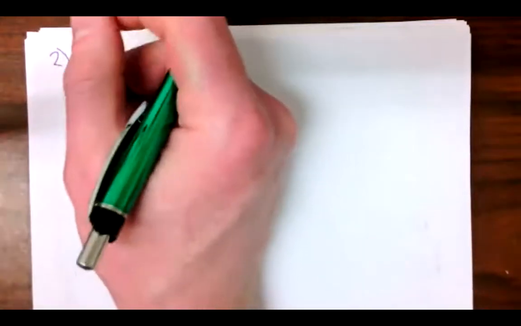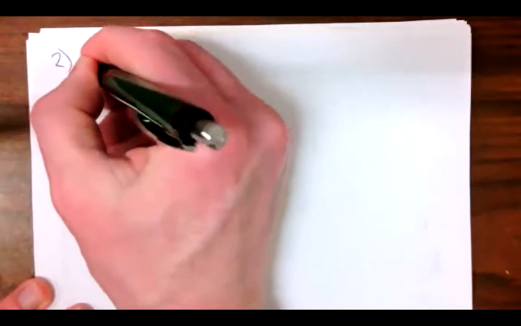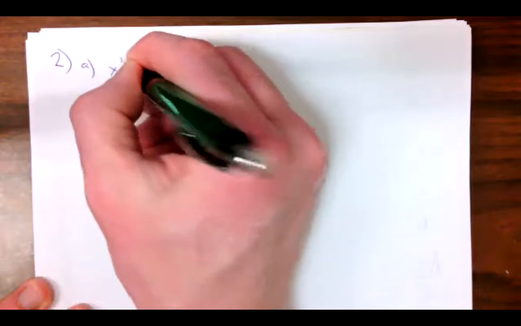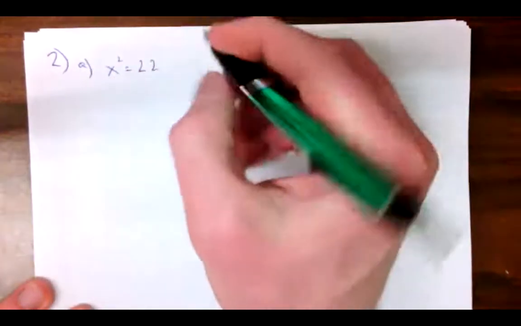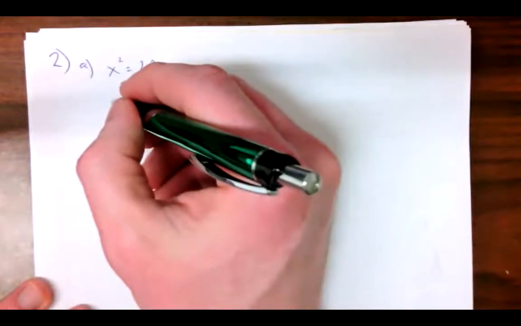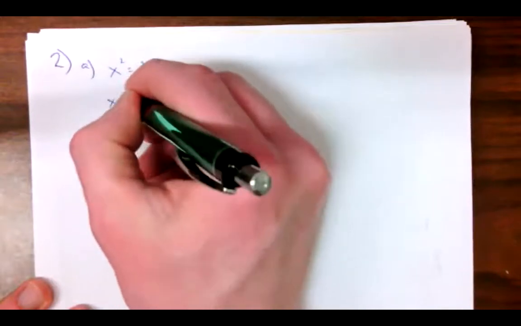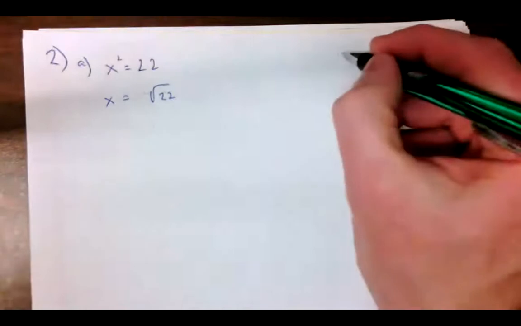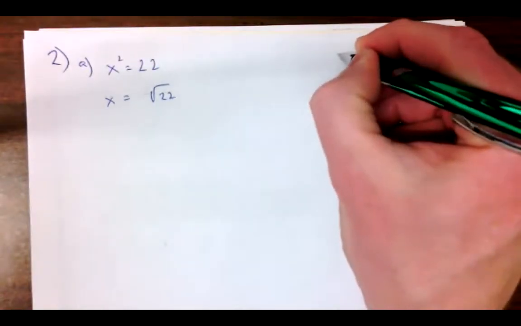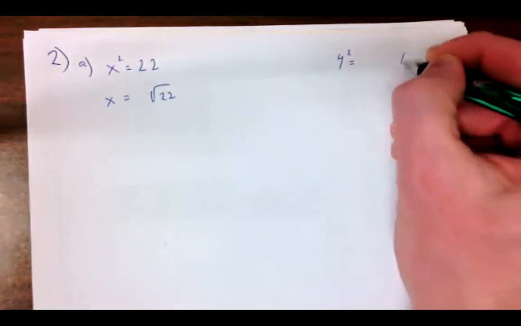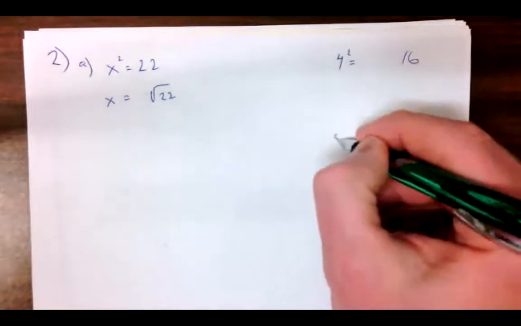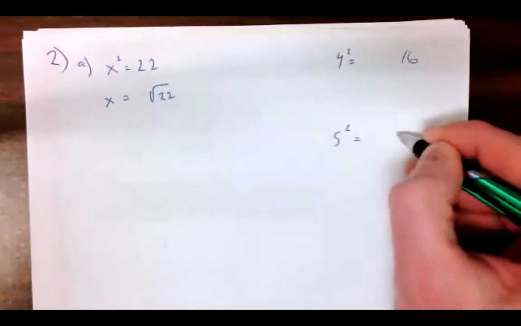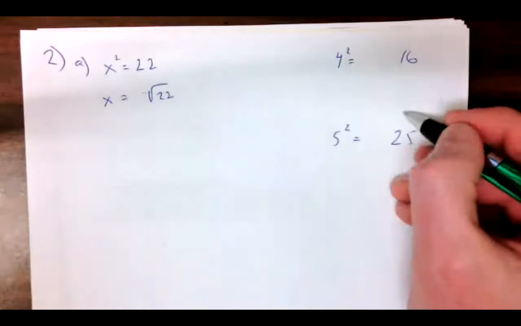Question number 2. Use a calculator to find the values of the root to 2 decimal places. X squared equals 22. So we take the root of both sides. So x equals the root of 22. Well, we're estimating. 4 squared equals 16. 5 squared equals 25. 22 is in here, right?